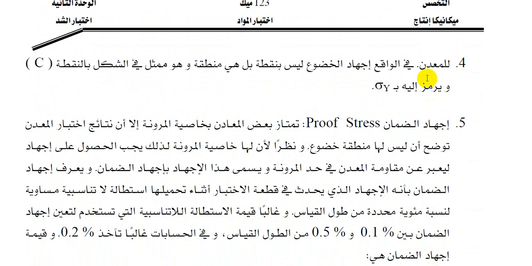Four, the metal, in fact, has a yield region, not a yield point. It is not plotted by a point but entirely by a region, represented in the figure by point C and denoted by sigma Y. Sigma is conjugated with Y to indicate a certain type of stress obtained at a certain point of the stress-strain curve.